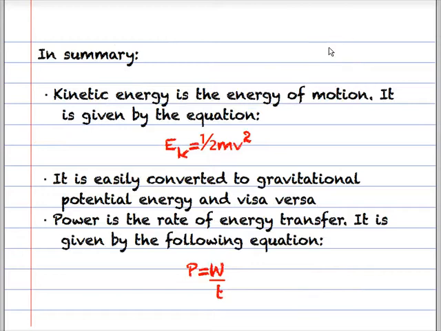In summary, kinetic energy is the energy of motion, and it's given by the equation kinetic energy equals half mv squared. It's easily converted to gravitational potential energy and vice versa. And power is the rate of transfer of energy. It's given by this equation. Power is equal to work done over time taken.